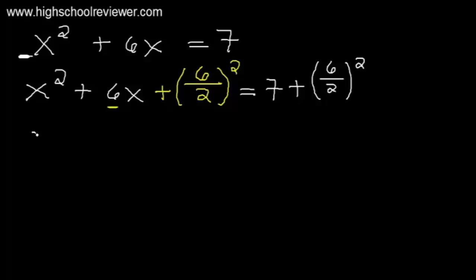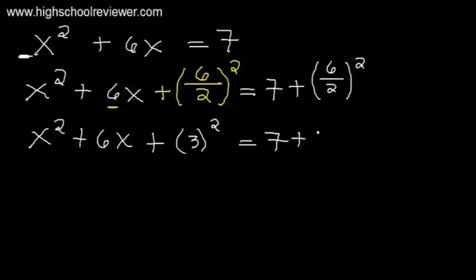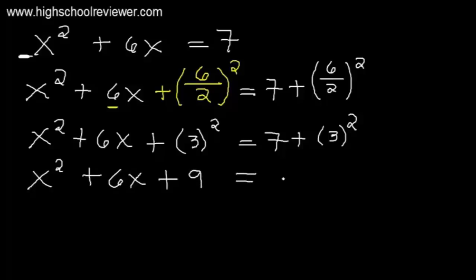So x squared plus 6x plus 6 divided by 2 is 3. So this will be 3 raised to the power of 2, and this will be equal to 7 plus 6 divided by 2, that is 3 raised to the power of 2. So we have here x squared plus 6x plus 3 raised to the power of 2, that is positive 9. This will be equal to 7 plus 9.